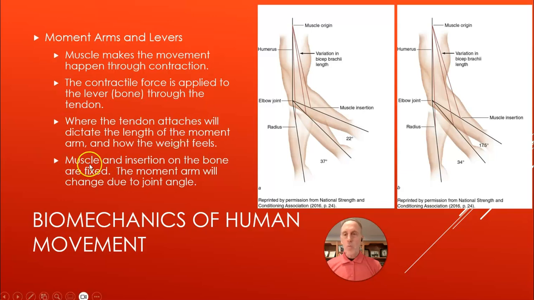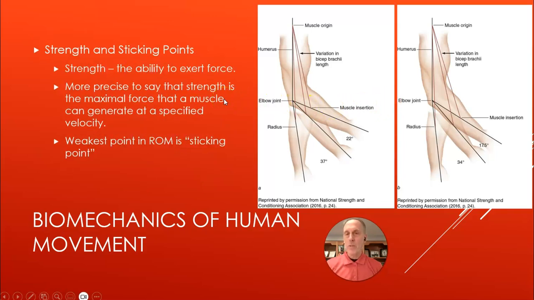And then also, they're fixed, right? Your muscle attachment is fixed, and where the insertion is by the tendon is fixed, and the muscle fiber type is fixed. But the moment arm is going to change due to angle as you do your bicep curl. So that's going to change, in essence, how that dumbbell feels. And generally speaking, that 90 degrees of elbow flexion is where you have the longest moment arm, and that's where you're going to feel the weight the most.